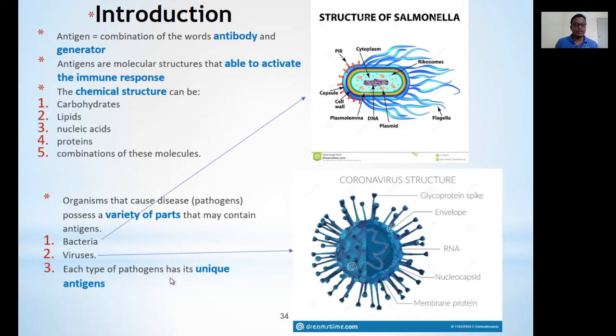And each type of pathogens has its unique antigen. So different types of viruses have their own unique spike protein. Even though they look the same, each type of virus has its own unique structure for every part of their antigens.